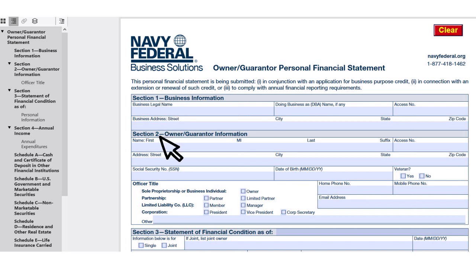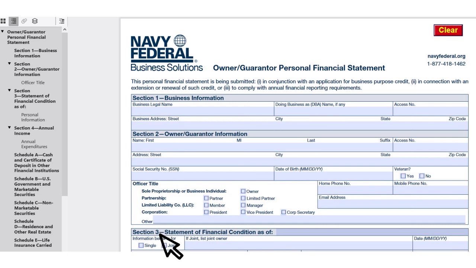And Section 2, the owner guarantor information. Put first name, last name, your account number as an individual member, your address, your city, your zip, your state, and your title. For a sole proprietorship, you're a one-person business, so you are the owner, right? But if you're a partnership, LLC, or corporation, you have to put whatever title fits your position in the company. And if nothing written there applies to your position, put that information on the line where it says other.